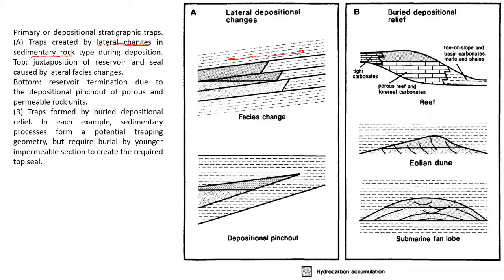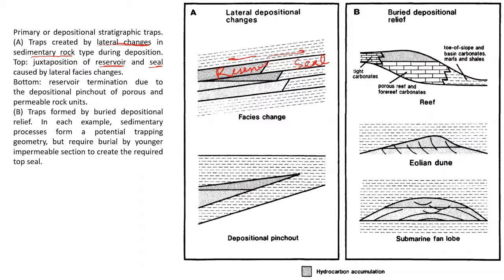Here you can see the juxtaposition of a reservoir and seal caused by lateral change. So this is a seal rock and this is a reservoir rock. So what is happening? The seal rock, which is impermeable, is sealing this hydrocarbon. It is not allowing the hydrocarbon to move, and therefore the seal rock, which is laterally adjacent to the reservoir rock, acts as a barrier for the fluid migration.